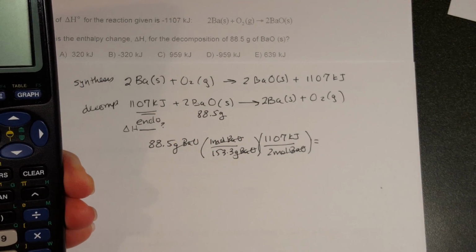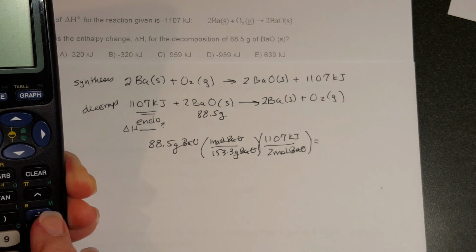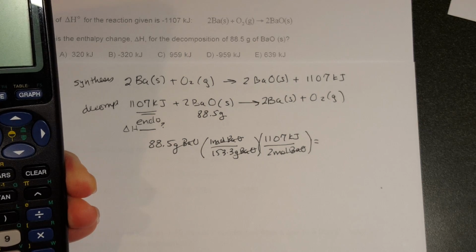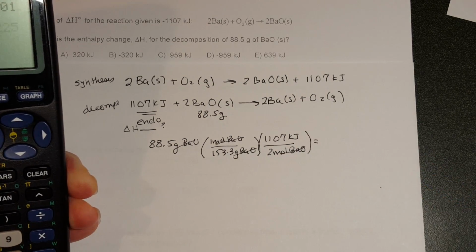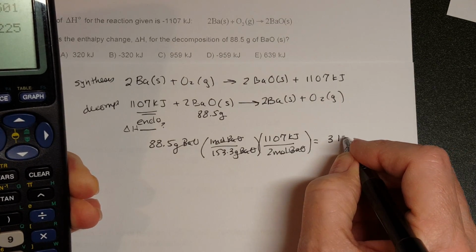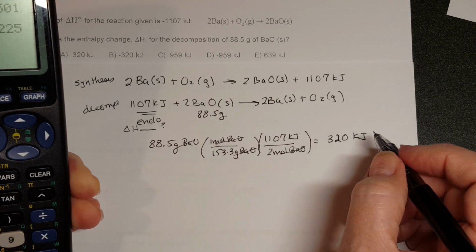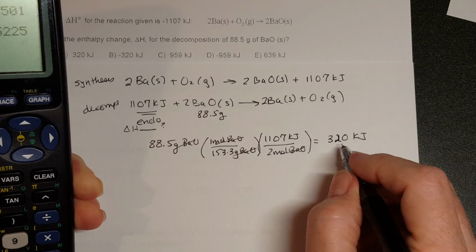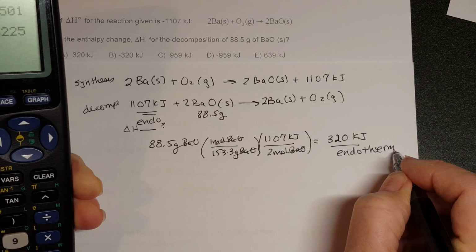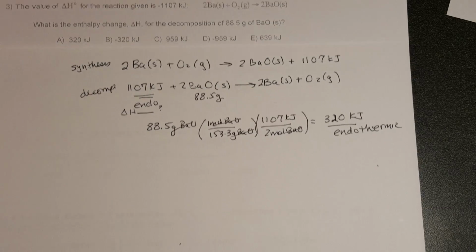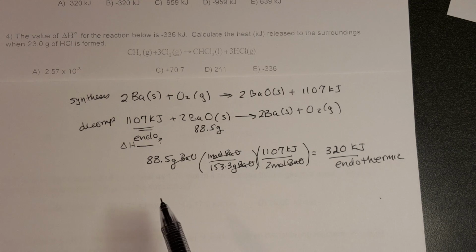you get 88.5 divided by 153.3, and then times 1107, and divided by 2. 319.5, so 320 kilojoules. And the answer has to be A, because it's a positive, because it's endothermic, because it's the decomposition. Okay, number 4, the value of delta H for the reaction is negative 336.